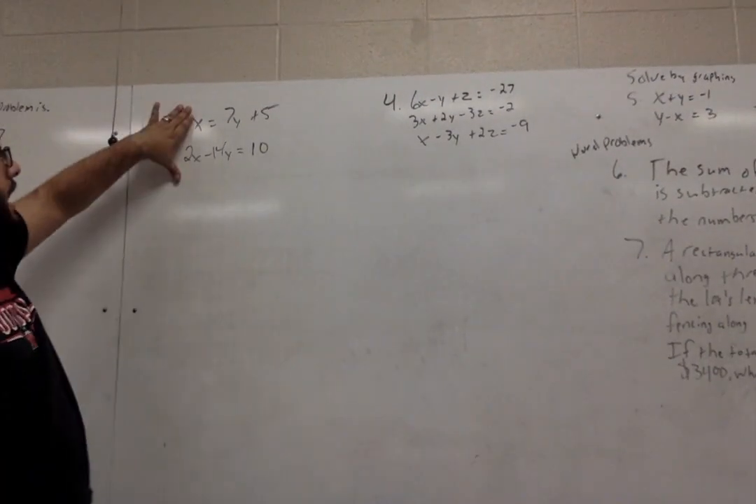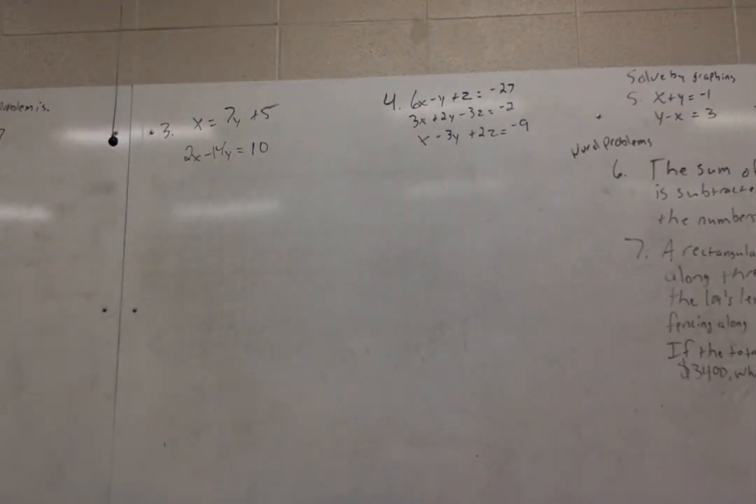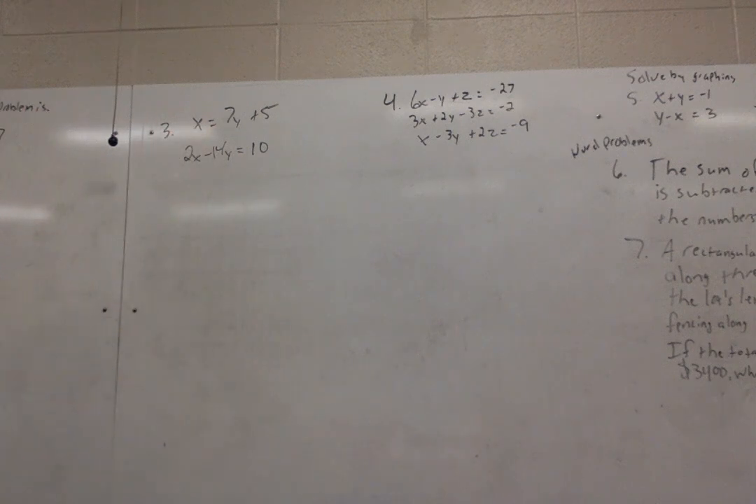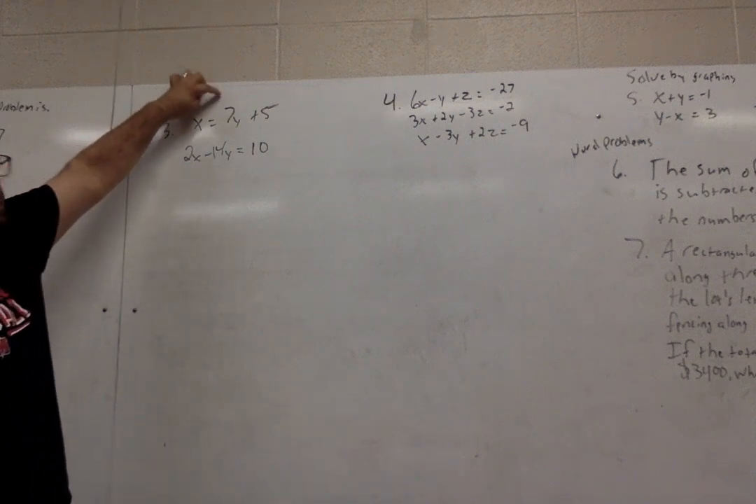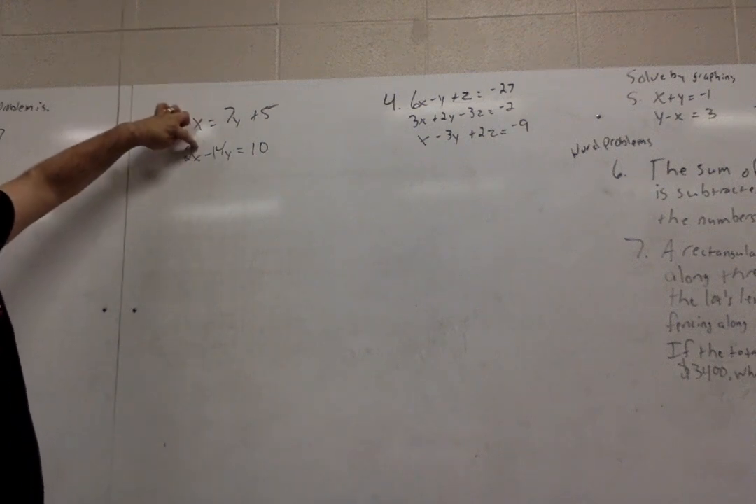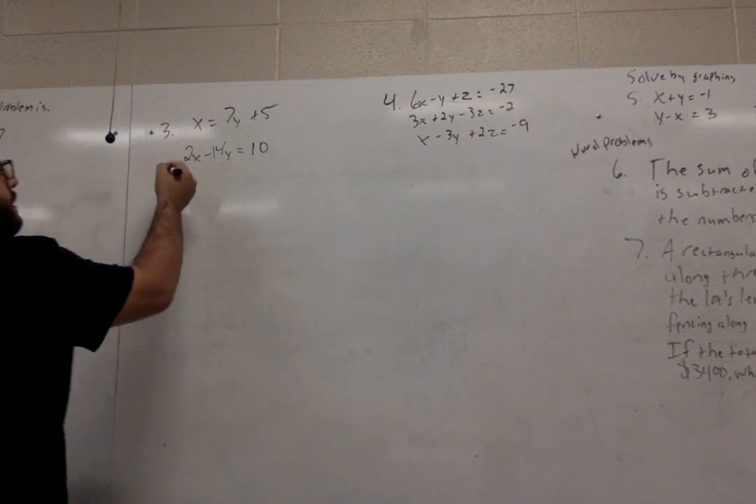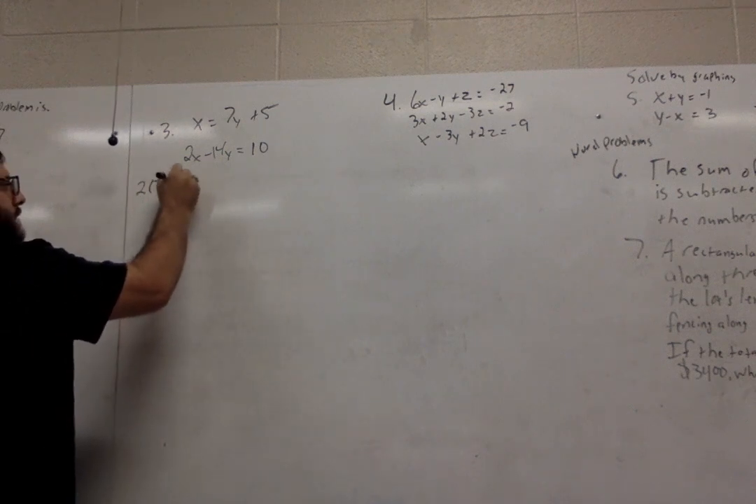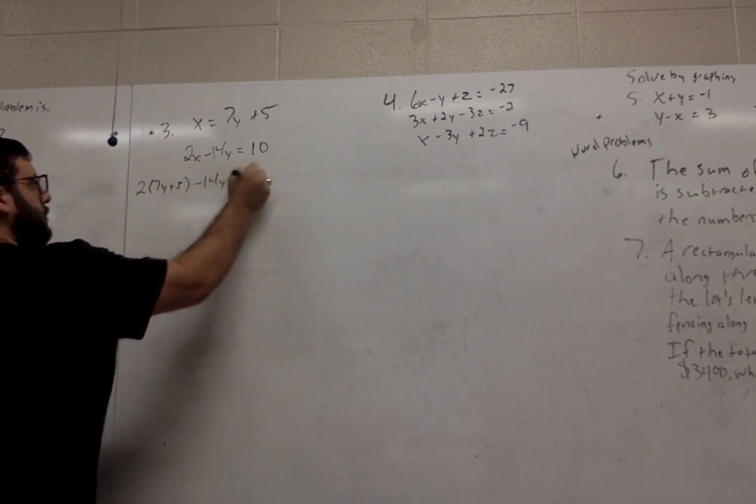Okay, I have x equals 7y plus 5, and then I have 2x minus 14y equals 10. Well, I already have x equals something, so let's just use substitution. I'm just going to use substitution right off the bat. I'm going to take this x right here and substitute it in here so I can solve for y. So that's 2 times x, which is 7y plus 5, minus 14y equals 10.